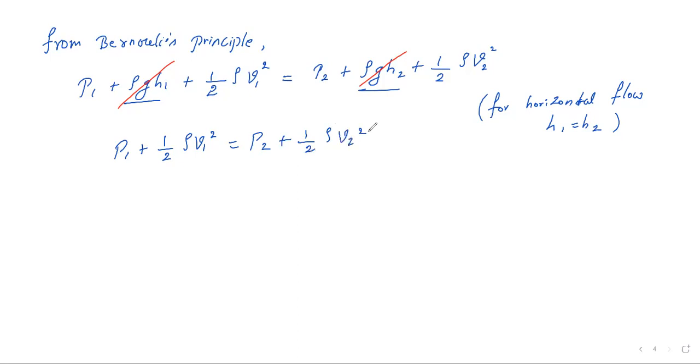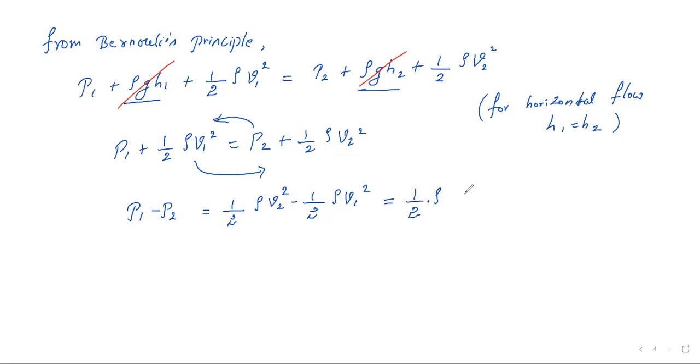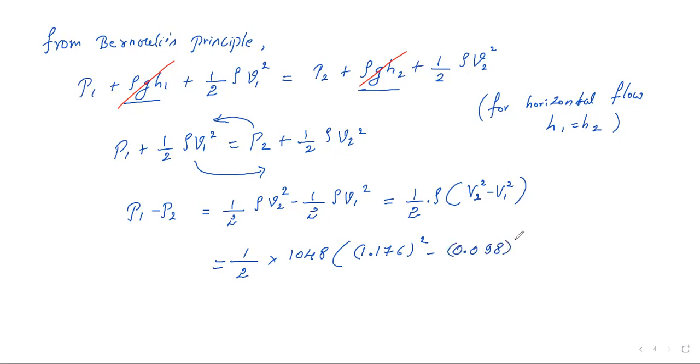Now we have to find the pressure difference. Take P2 to the left hand side and send half rho V1 square to the right hand side. So P1 minus P2 is equal to half rho V2 square minus half rho V1 square. I can take half rho common out, then V2 square minus V1 square. This is the pressure difference we have to find. Half into rho, the density given as 1048, into V2 square, the V2 we just found, 1.176 the whole square, minus V1 square, 0.098 the whole square.